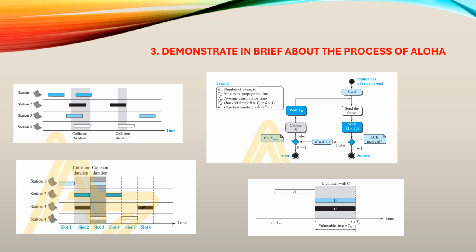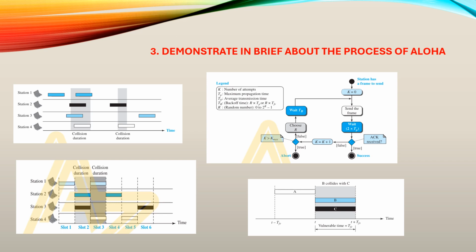If there is no collision, those frames will be sent to the other end. Slotted ALOHA means each station has different slots across the transmission line, and each slot accommodates frames. Here you can see slot 3 has two frames, from station 1 and station 4, which means they are colliding with each other.